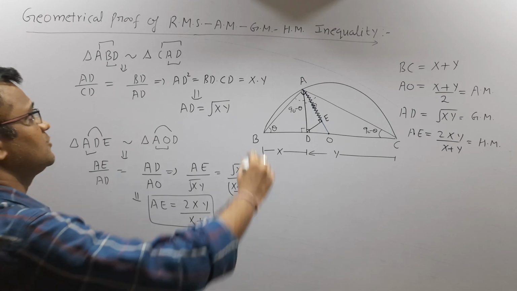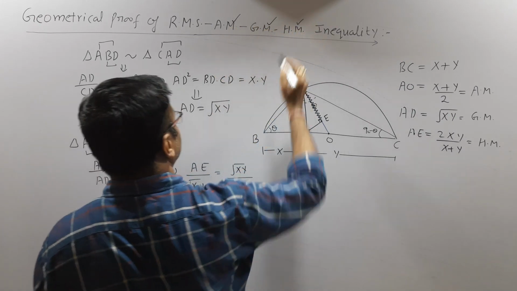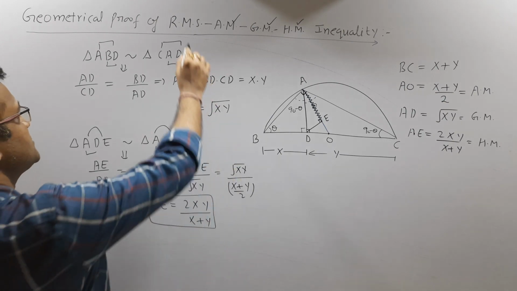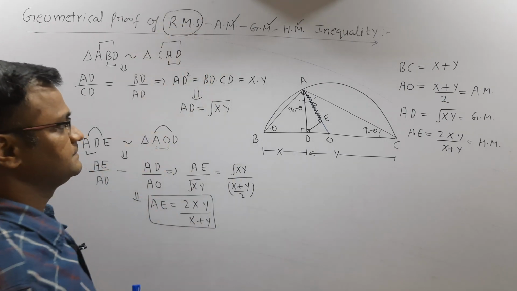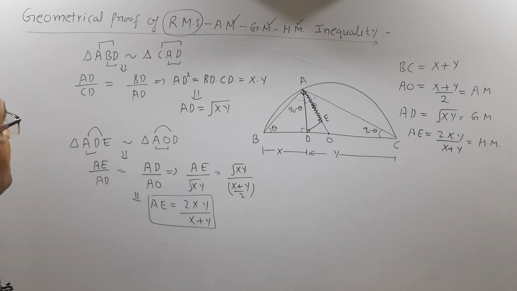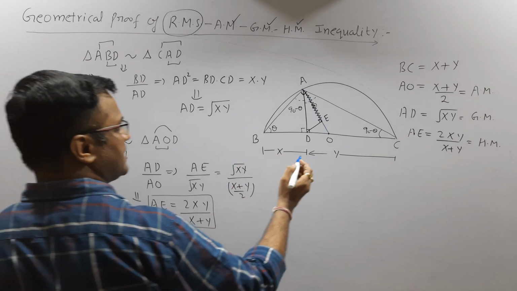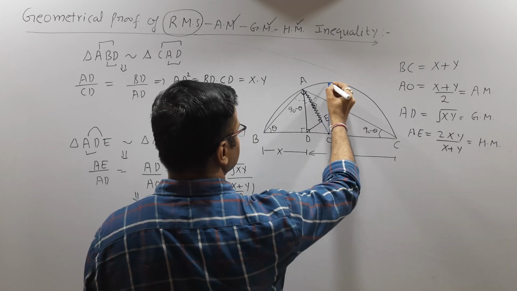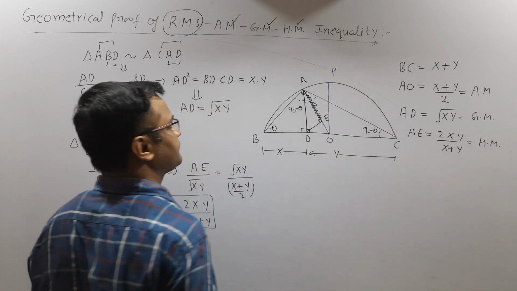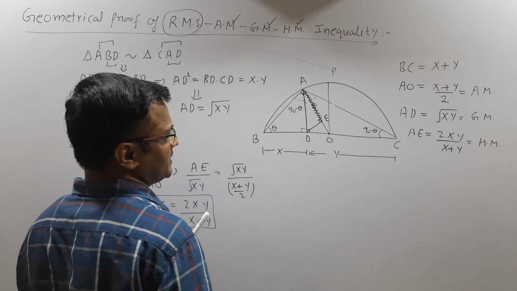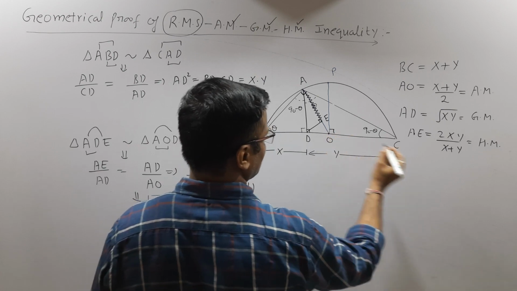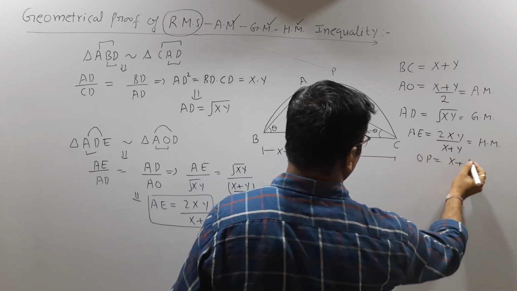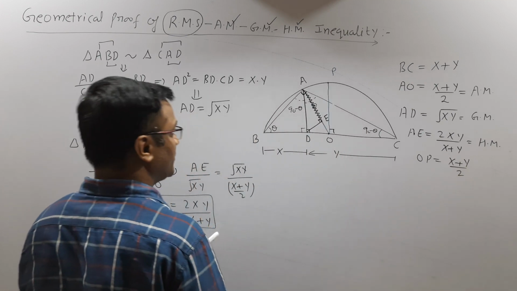Okay, so I have introduced arithmetic mean, geometric mean as well as harmonic mean. Now one term is still remaining, that is RMS, quadratic mean. So what can I do in order to introduce RMS? I am going to draw a line which is perpendicular to BC through the center of the circle, this one. And suppose this line hits the semicircle at the point P. Then OP is also the radius of the circle. So no doubt the length of OP is (x plus y) upon 2.